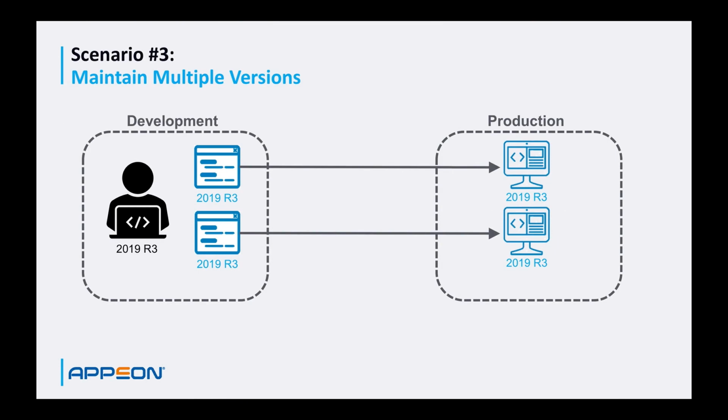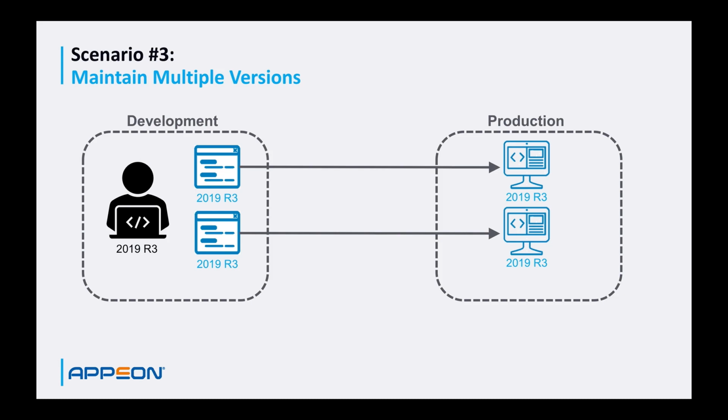Okay, let's take a look at a third scenario: how to maintain multiple versions. This is very common. A lot of customers have many PowerBuilder apps, not just one. And each time you update the runtime version of a PowerBuilder app, you really should be testing carefully. And since most PowerBuilder apps are large, those testing cycles can take a long time. So it's not uncommon that we see customers on multiple versions of PowerBuilder for this reason.